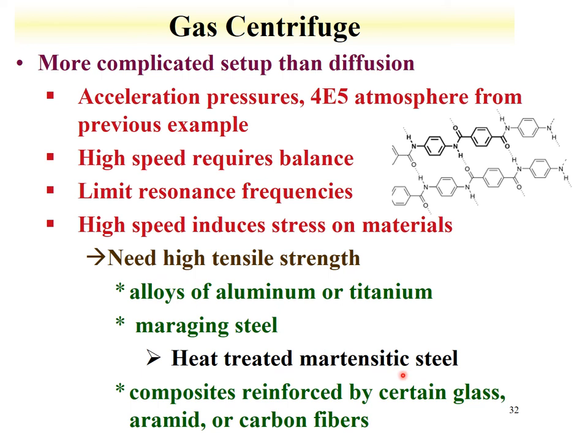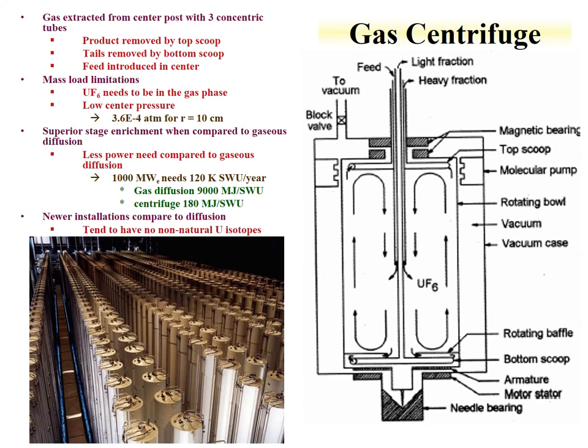So again, alloys of aluminum or titanium and certain composites are also explored and used in the gas centrifuge system. And some of these composites can include non-metallic features. So here's an example of a gas centrifuge where we can feed gas in. It's spun. We get the diffusion concentration of the heavier gas on the outside, lighter gas on the inside. The light fraction can be taken out through the center. The products are removed by a top scoop. The tails are removed by a bottom scoop, with the feed being introduced into the center.